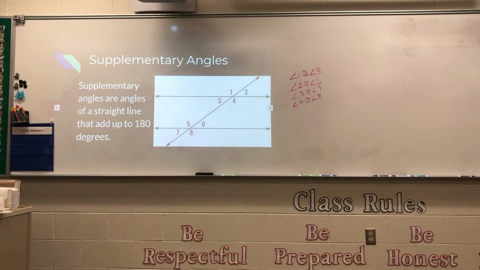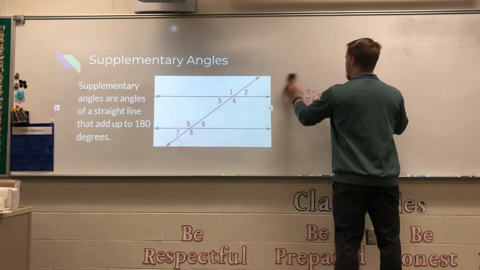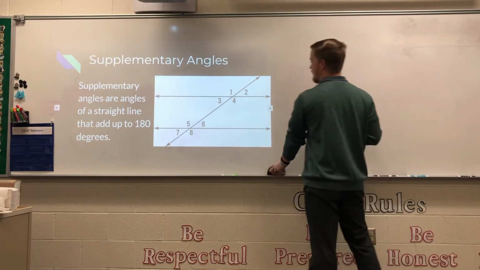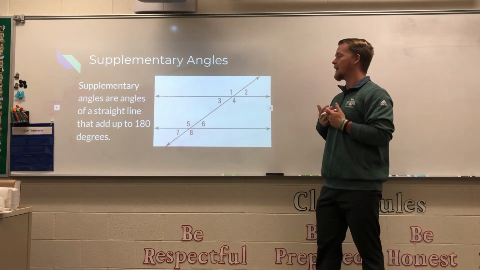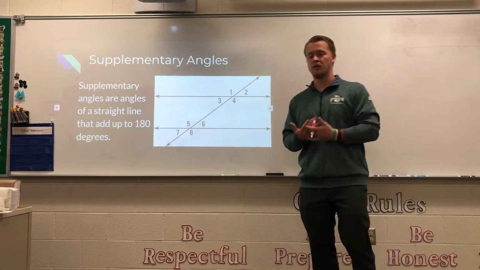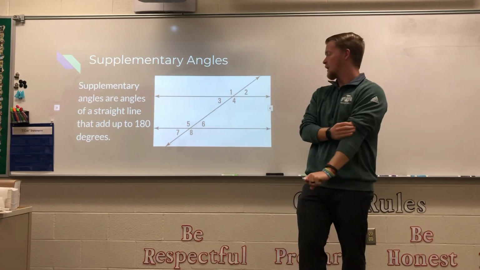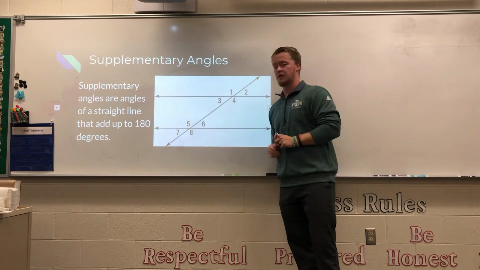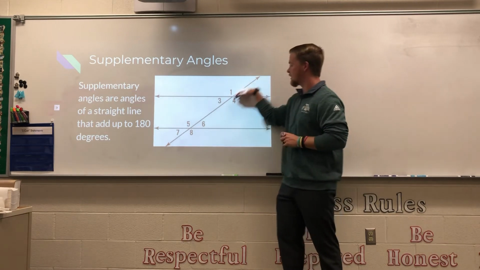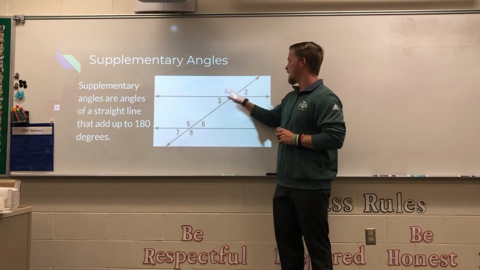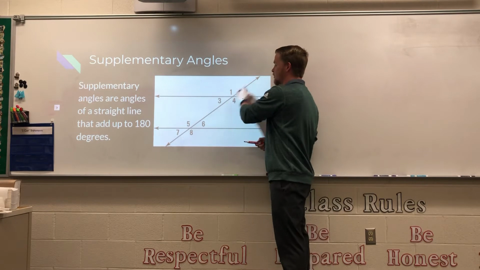So another way to do that is through supplementary angles. This is another thing that you will need to know. It says supplementary angles are angles of a straight line that add up to 180 degrees. There are a lot of straight lines in this picture. This can throw students off sometimes, because they see this transversal coming through and they ignore the straight lines, because there are things going through one another.